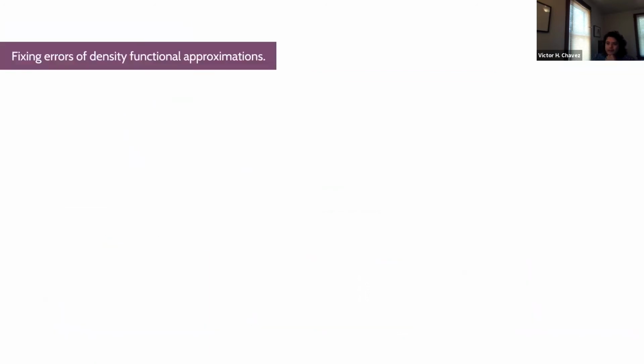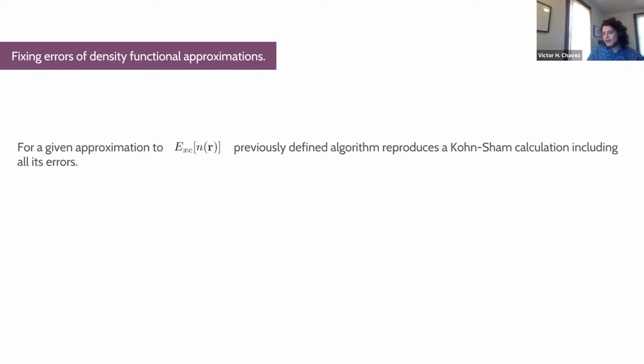So when I first introduced the slides with errors in the calculations, the idea is that I would at least propose or give you some feedback on how we could improve this. And one thing that we can know is that whenever we are using a density functional approximation, we're actually recreating the Kohn-Sham density. So that means that we are also recreating each of the errors that Kohn-Sham DFT has.